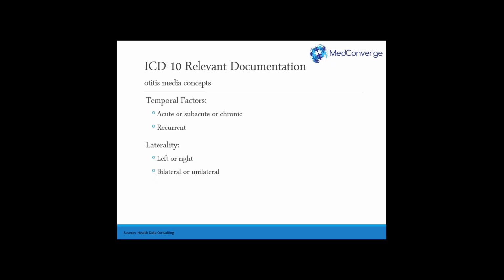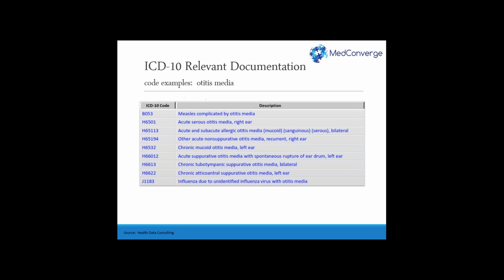And then the temporal factors. Is this acute otitis media? Is it subacute? Is it chronic? Is it recurrent? And is it in both the ears or just one or the other? These are standard things that you would do when you treat a patient with otitis media. Now all you have to do is ensure your patient chart reflects all these things so that we pick the correct code. Okay, because that is the only way you can keep track of the quality parameters when you assign that code. Now let's look at some examples.